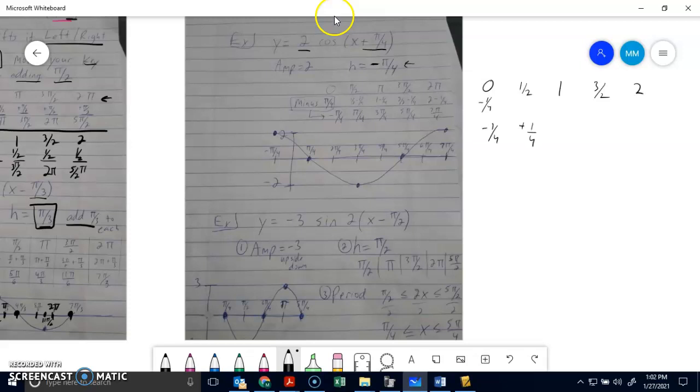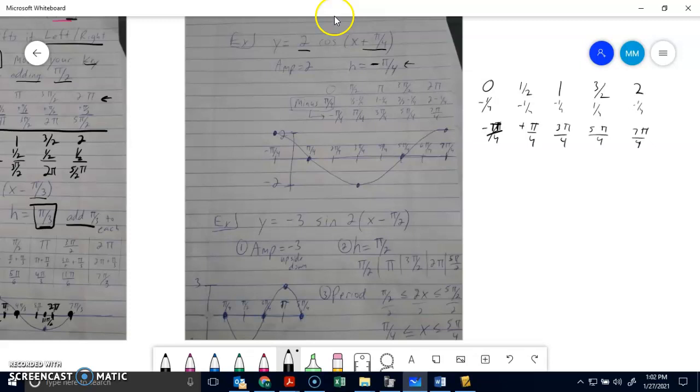positive 1/4, 1/2 minus 1/4. 1 minus 1/4 is 3/4. 3/2 minus 1/4 is 5/4. 2 minus 1/4 is 7/4. And then put the pi back in. So this would be negative pi over 4, positive pi over 4, 3 pi over 4, 5 pi over 4, 7 pi over 4. So those are your numbers.